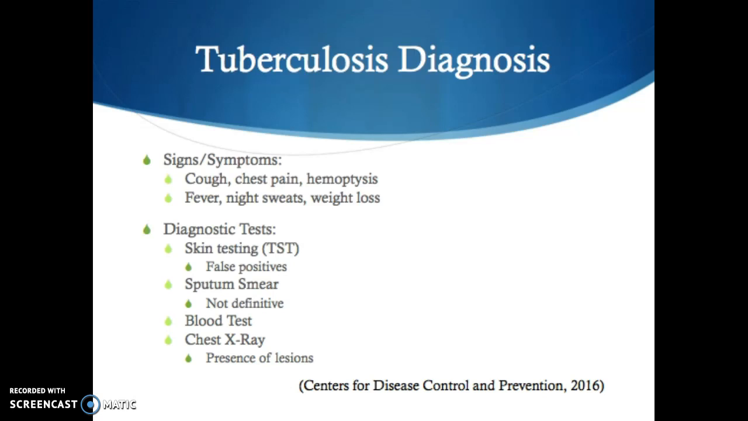Skin testing, TST testing, is probably the most common that everyone's familiar with. It does have a risk of running false positives. Some people know that every time they take it, they don't have TB, but they get a false positive, so they have to get a chest x-ray to confirm. Sputum smear is very similar, not definitive, with a lot of cross-sensitivity. So really we look at the blood test, the QuantiFERON Gold, and the chest x-ray, looking for the presence of lesions in that area of the respiratory system to confirm if you have TB or not.